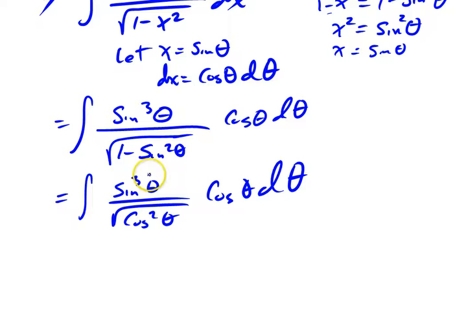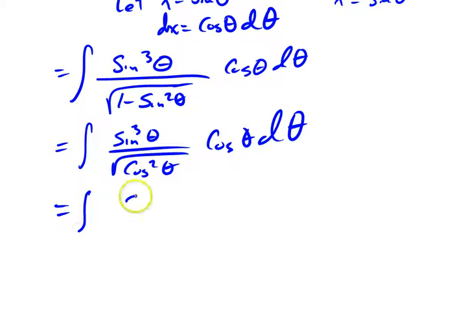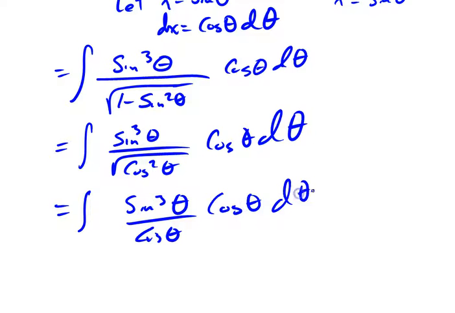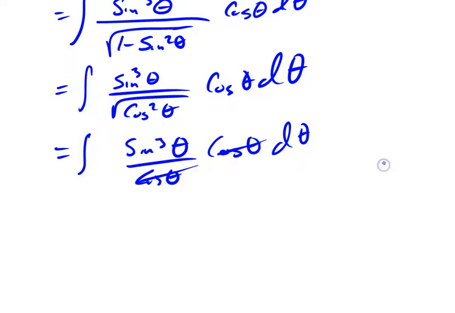This is nice, where I cannot distribute the square root over that difference. I know a lot of people try it. It doesn't work. I can take the square root of cosine squared theta and get cosine theta. So that denominator, sine cubed theta over cosine theta, that denominator is just cosine theta, and then I'm multiplying by cosine theta d theta. And the cosine thetas cancel out, leaving me now just the integral of sine cubed theta d theta.